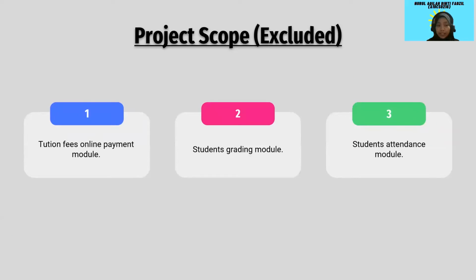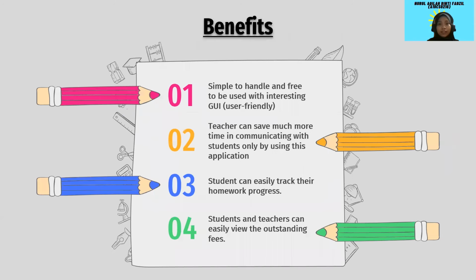For our mobile application, we will not include the tuition fees online payment module, the students grading, and also the students attendance module. Now I will share the benefits of our mobile application. The first one is that our mobile application will be simple to handle and free to use. Second, teachers can save much more time in communicating with students. The third is that students can easily track their homework progress. And lastly, students and teachers can easily view the outstanding fees.